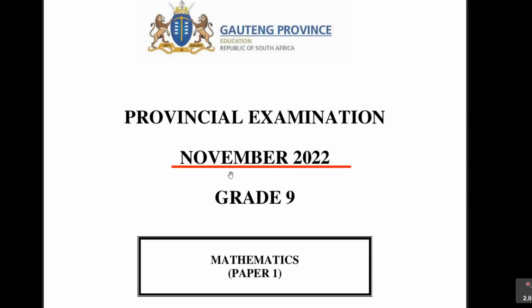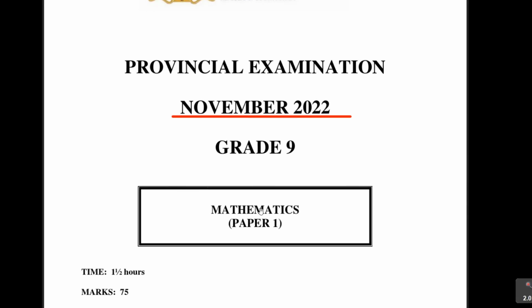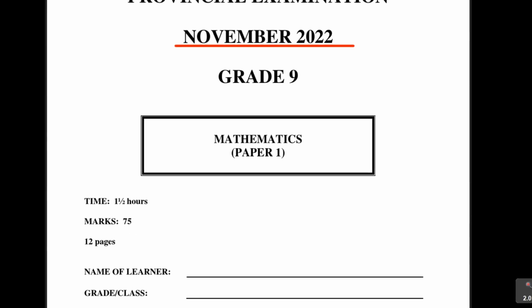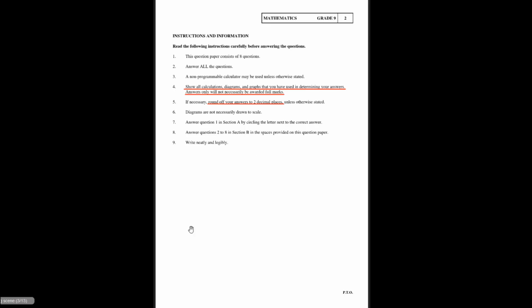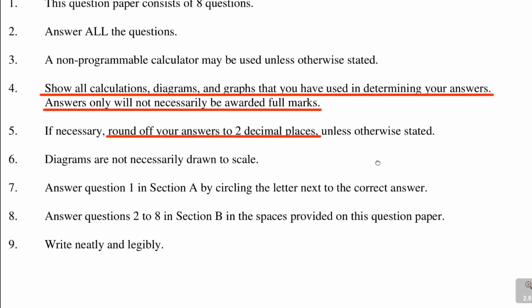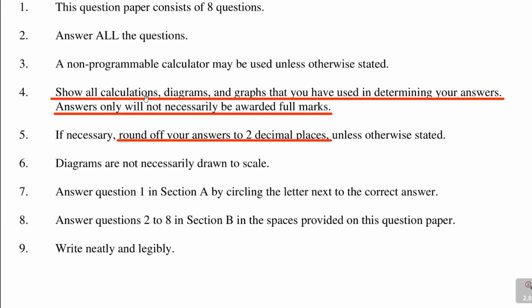We are still revising this paper, November 2022, grade 9. This is part 2 and this is the mathematics paper 1. As we said, it is a 1.5 paper, 75 marks. If you managed to get hold of the first part, I emphasized, just in summary, that you need to show your working as well as rounding off.